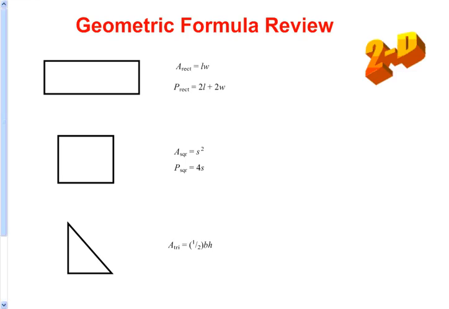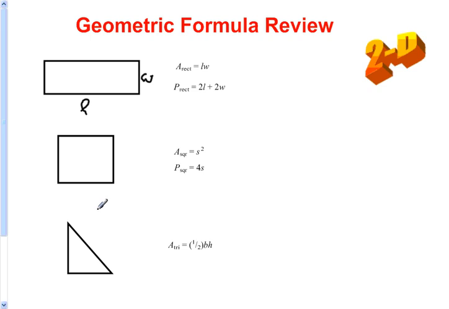Let's just go over a quick review of the different kinds of formulas. These formulas will always be given to you. It's always better if you have them memorized, but you always will be given them. Let's look at a rectangle. We just did area, length times width, and the perimeter would be 2 length plus 2 width. There's the length, there's the width. We would just plug in the values.